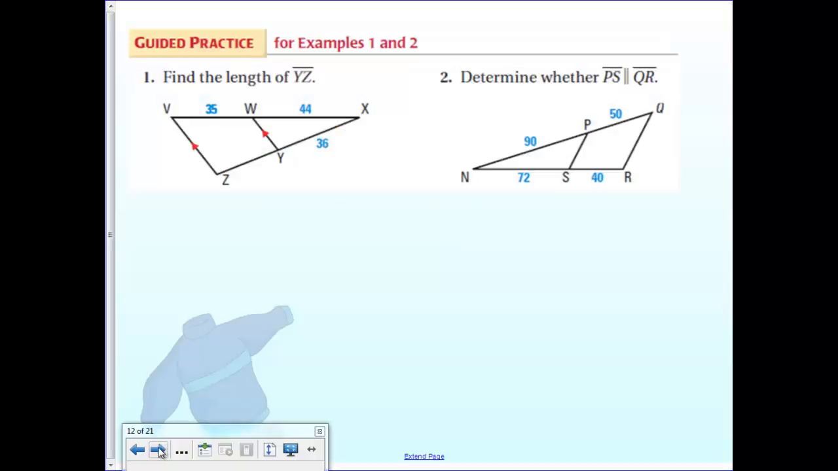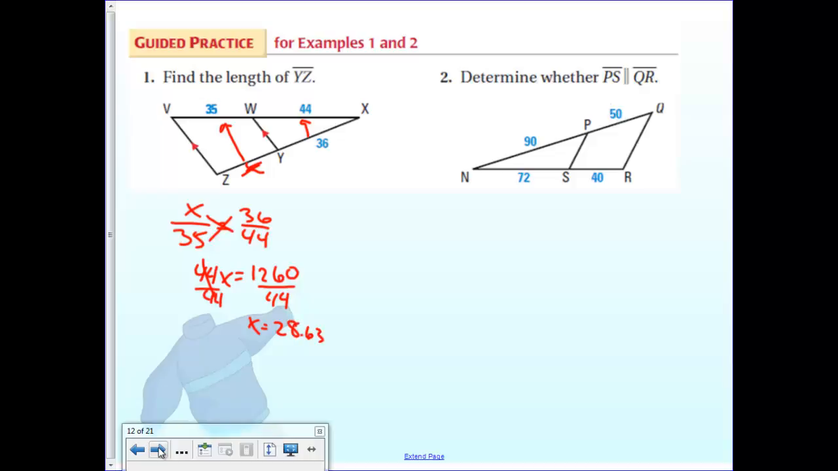How about here? Find the length of YZ. Here's YZ, call it X. If these lines are parallel, this is proportional to that, and 36 is proportional to 44. So X to 35 equals 36 to 44. We cross multiply. We divide. 28.63. Like that. Funky decimal, right?